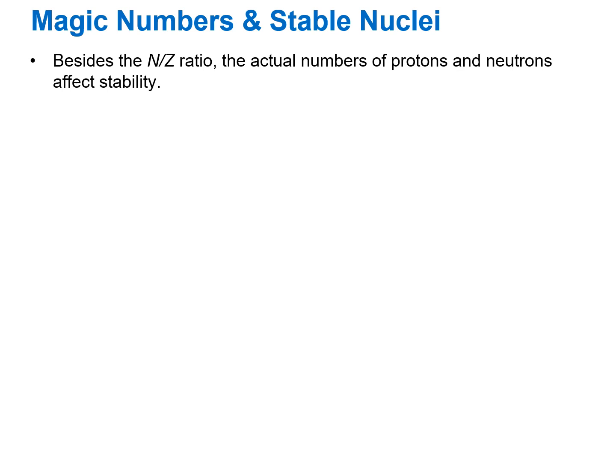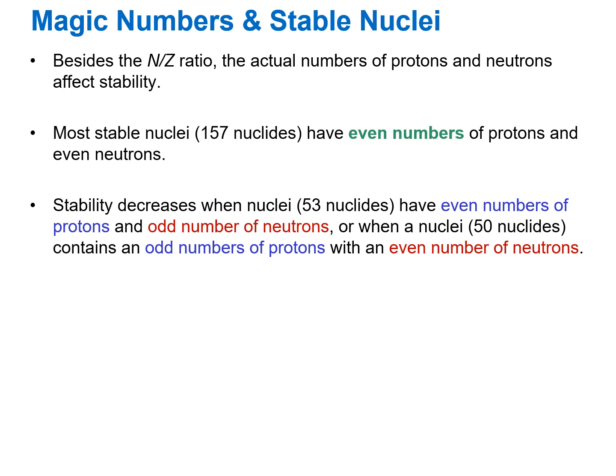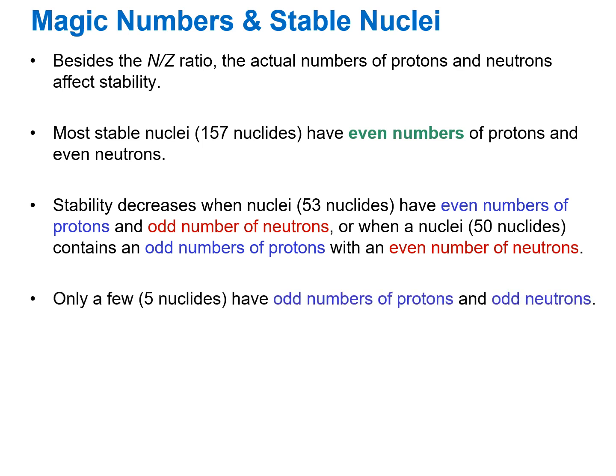Now, besides the neutron-proton ratio, the actual numbers of protons and neutrons can also affect stability. So the most stable nuclei have even numbers of protons and even numbers of neutrons. So everybody's equal in those scenarios. But stability is going to decrease when you have even numbers of protons but odd numbers of neutrons, or when you have odd numbers of protons and even numbers of neutrons. So when you have this mix happening between even and odd numbers, then you start to lose that stability. Now, only a few nuclei have odd numbers of protons and odd numbers of neutrons.